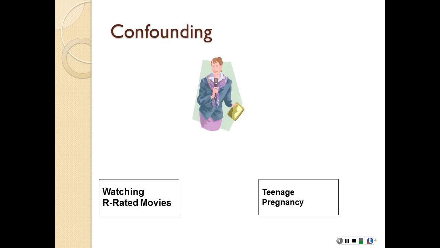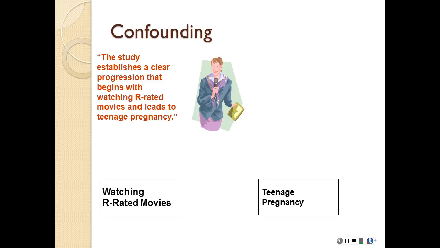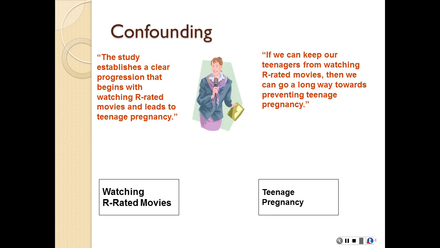So, now the anchor woman starts quoting the investigators. She says, the study establishes a clear progression that begins with watching R-rated movies and leads to teenage pregnancy. She goes on to say, if we keep our teenagers from watching R-rated movies, we can go a long way towards preventing teen pregnancy. Now, on the basis of what we know, there's an association between R-rated movies and teen pregnancy. Do you think that this is a legitimate statement that you can make based on the information that we have today?